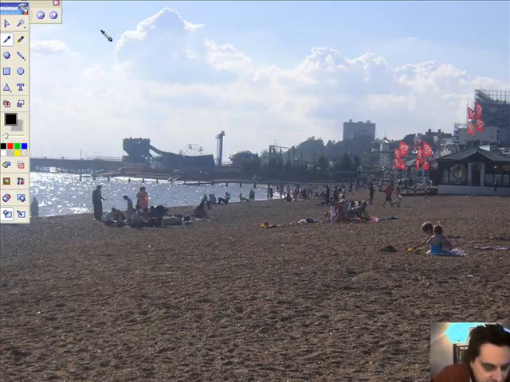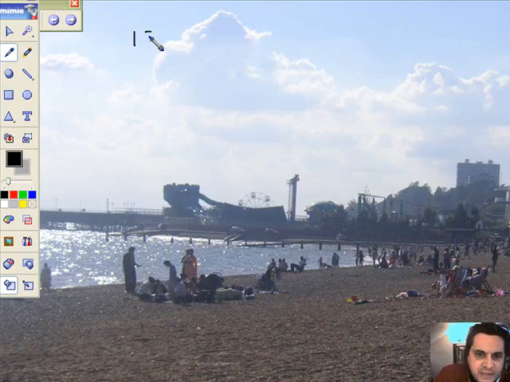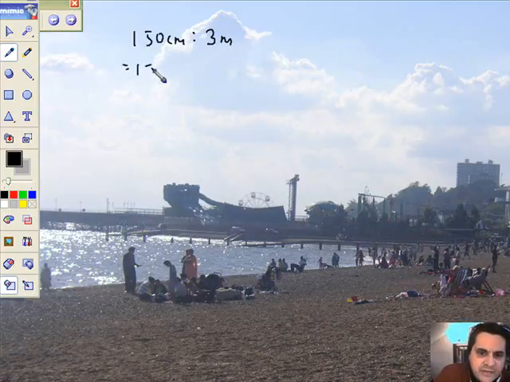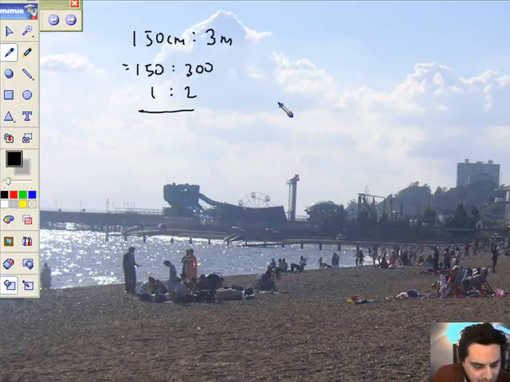I've got, for example, 150 centimetres to 3 metres. What does that mean? That means 150 centimetres to 300 centimetres. Again, that's exactly a 1 to 2 ratio. Straightforward, isn't it? I'll do the last one.